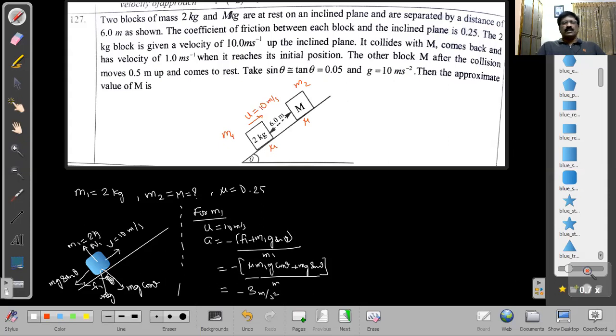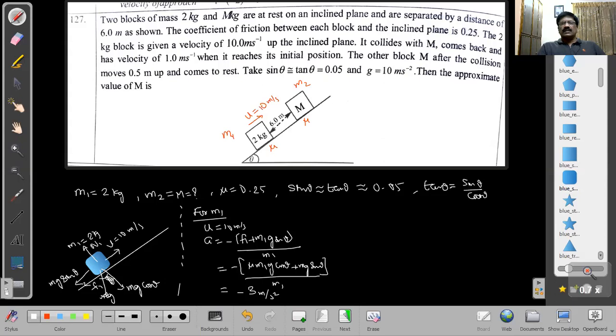When you substitute the values here, mu means 0.25. M1 M1 cancel, g means 10. The sin theta value is given. Sin theta and tan theta values are the same. Here the sin theta value is nearly equal to tan theta, that is nearly equal to 0.05, given. So what about the cos theta value? Here you see tan theta is equal to sin theta by cos theta, no?